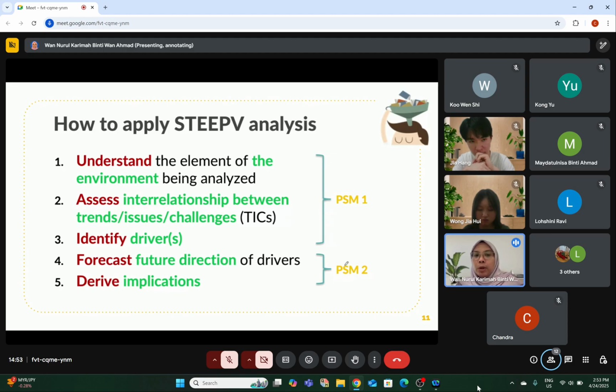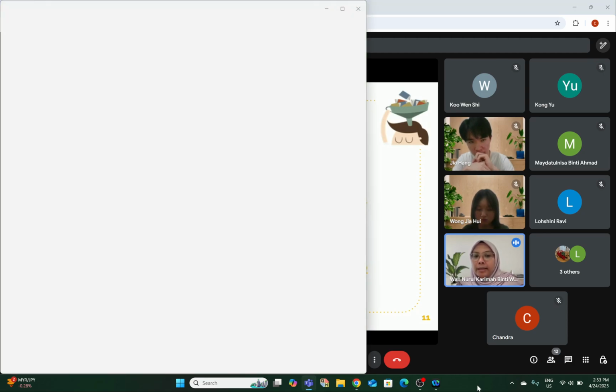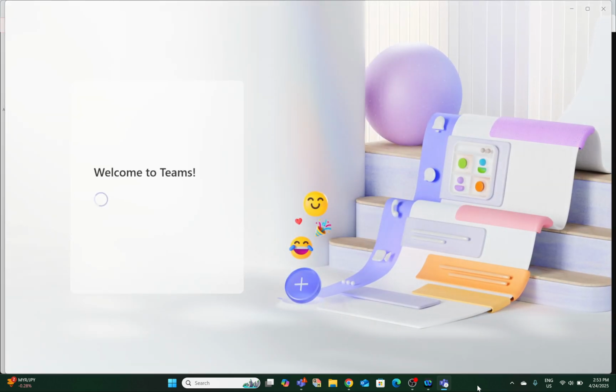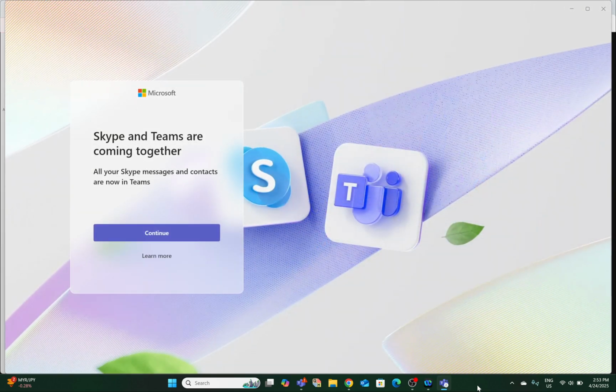The first one is where we understand the elements of the environments being analyzed, and we assess the interrelationship between trends, issues, and challenges in the environment that we analyze. And then we identify the driver behind each of the interrelationship between trends, issues, and challenges. So these are the things that we do in PSM 1. And the next step, where we use the result of STEEPV analysis to focus future directions and also to derive implications, is during PSM 2.